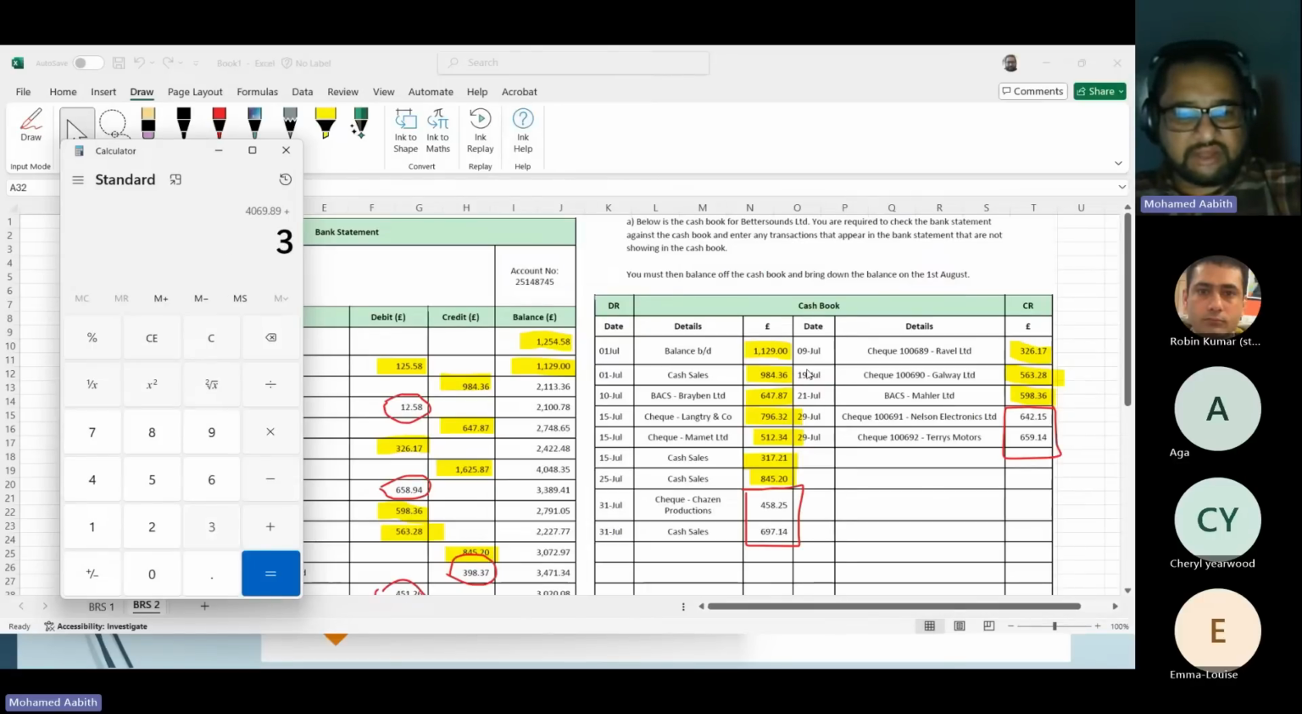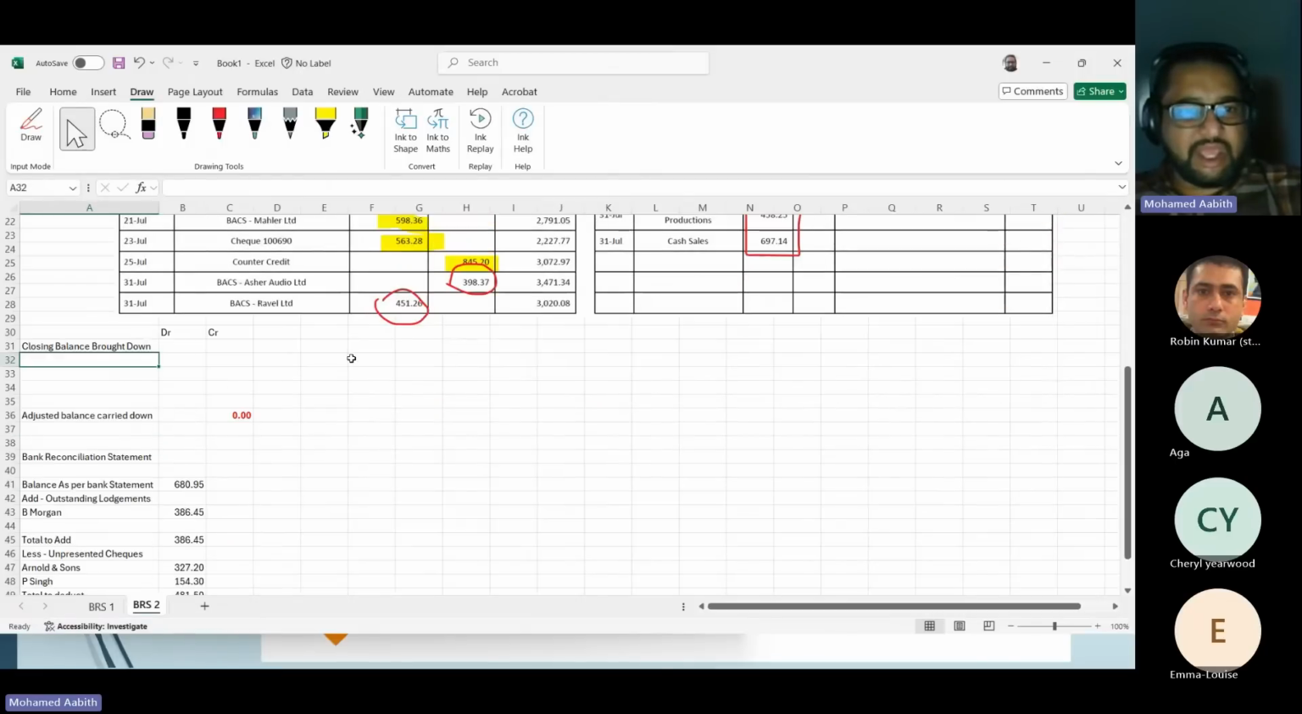Okay, 317 pounds 21 plus 845 pounds 20 plus 458. I may make a mistake here and there, but just bear with me, because if I'm using my laptop, I am bound to make something wrong. I know it happened in the past as well. So here, the debit side is that much.